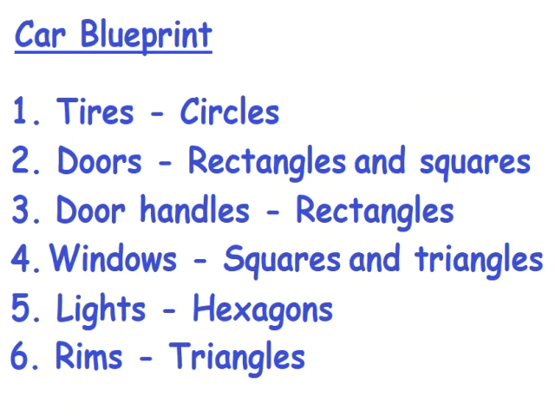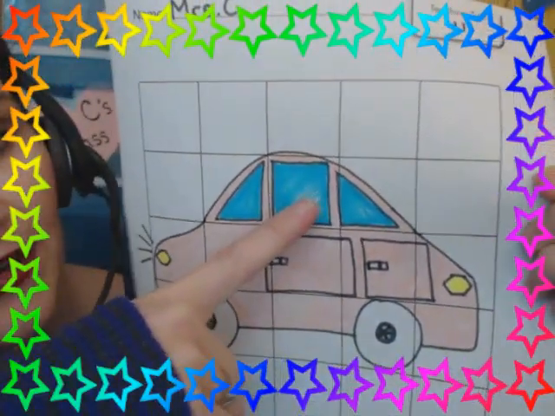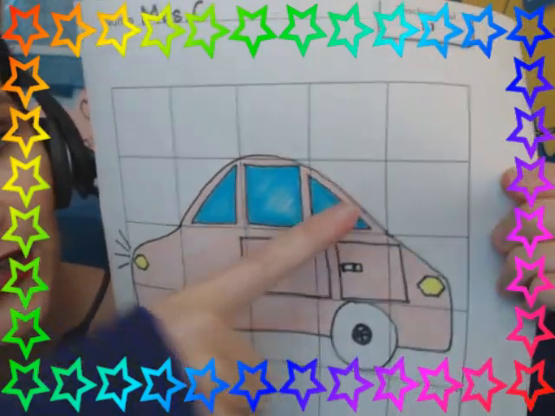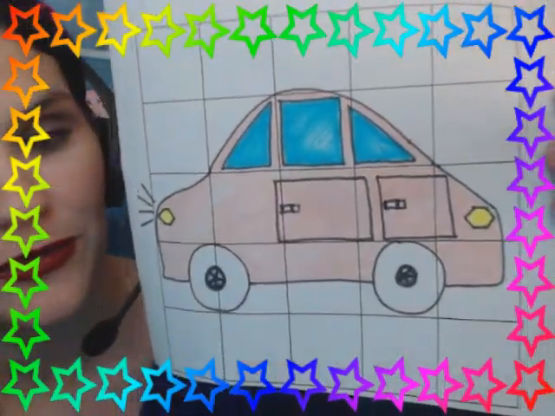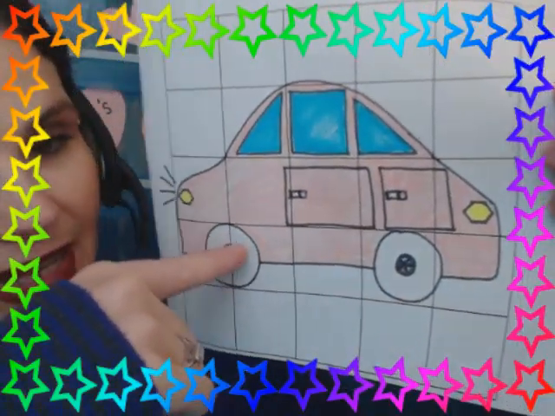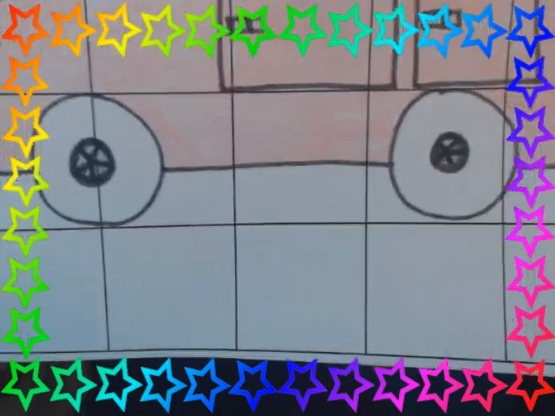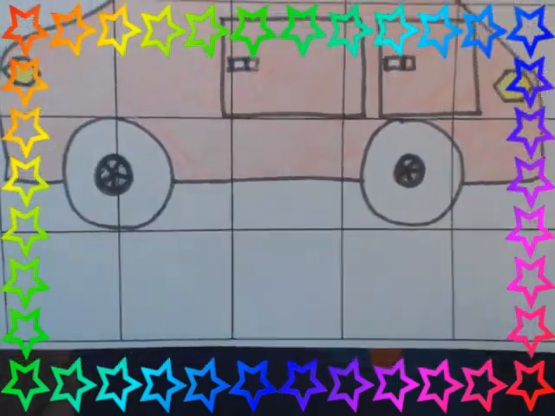Oh, and I think I skipped a part. Uh-oh, my windows. My windows are going to be squares and triangles. Here's my square. Here are my 2 triangular windows. So I've got those two. All right, last part. The rims, that's that inner part, right? So inside my rims, kind of hard to see, I drew some little triangles in there on the design. So I have those triangular shapes there as well.